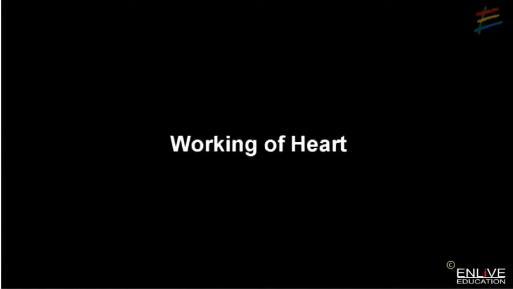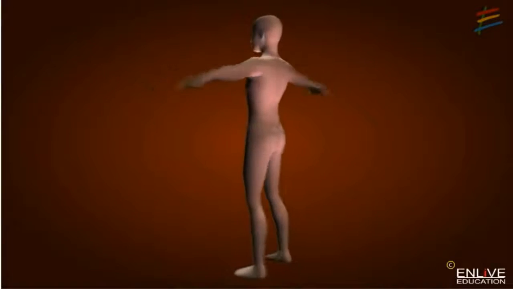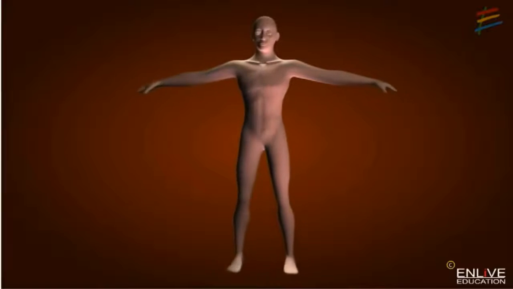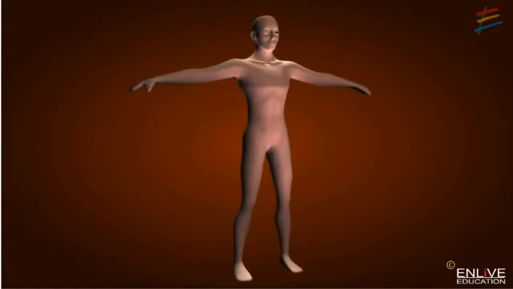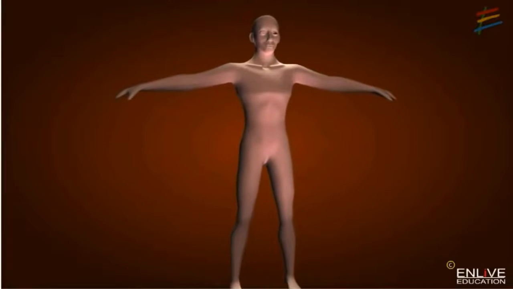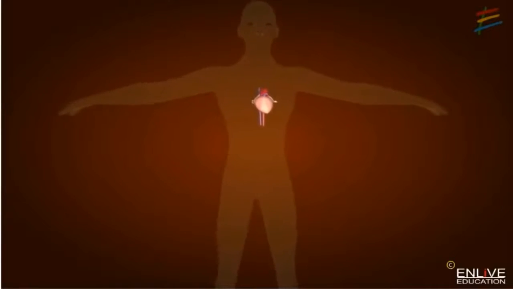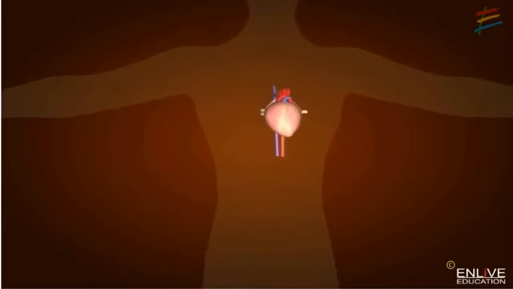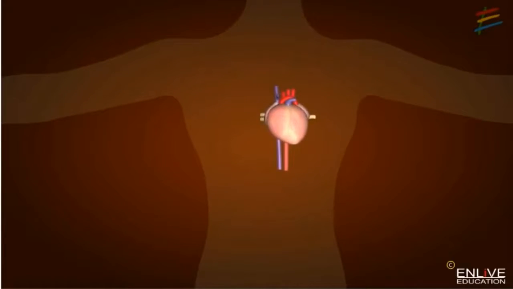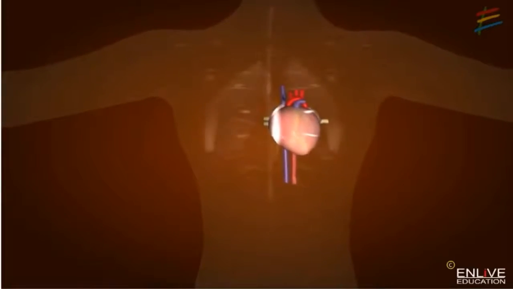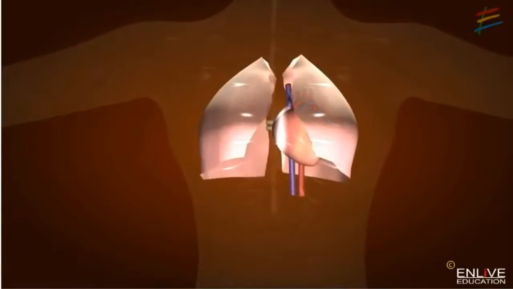Working of the heart. The heart lies between two lungs in the chest cavity.